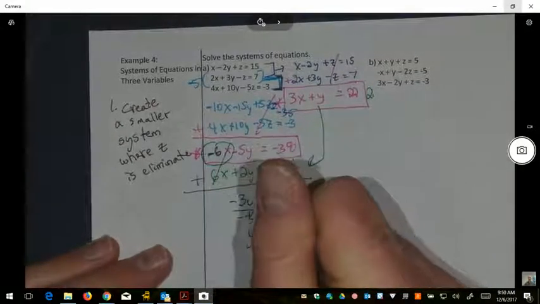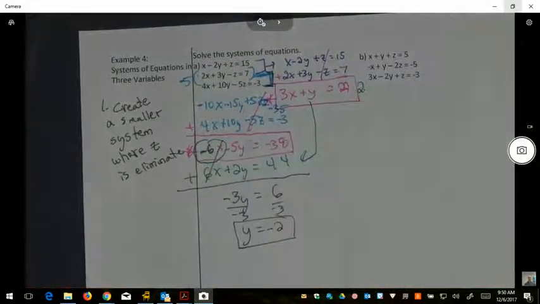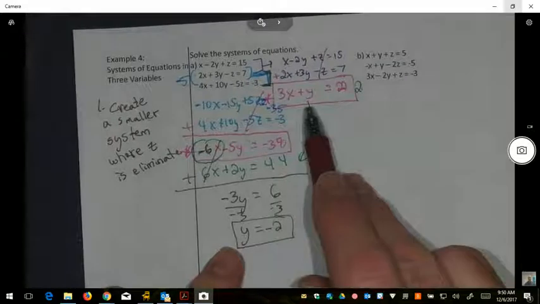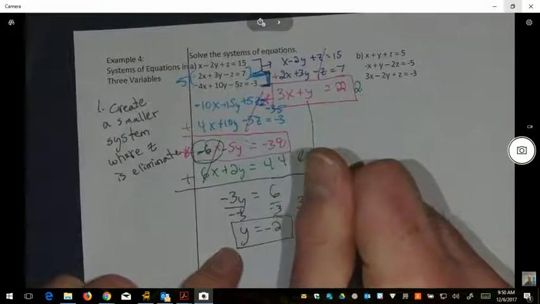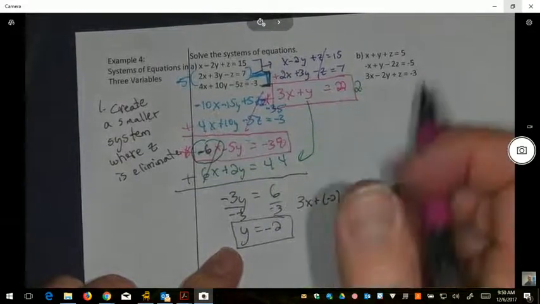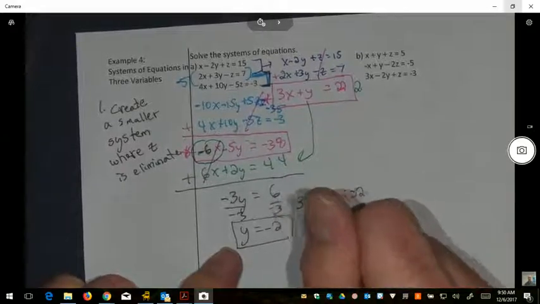Y is negative 2. But that's only a third of our answer. Within this system, within the subsystem, it's half the answer. What am I going to do to find x? Plug it back in. I'm going to go with that equation. I got 3x plus negative 2 equals 22. So that's 3x equals 24, which gives me x equals 8.